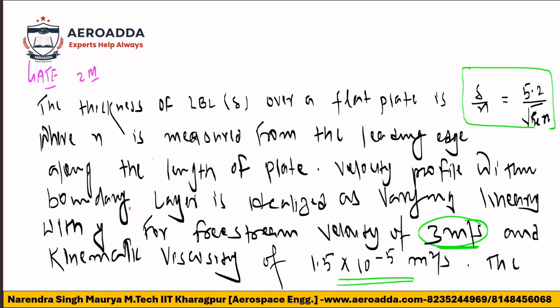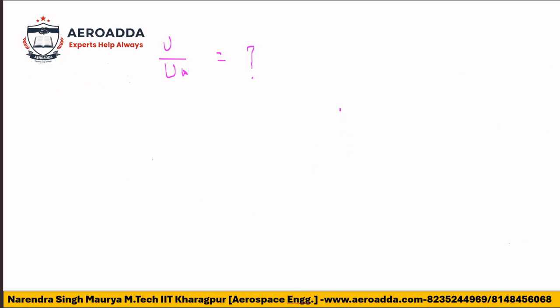The velocity profile within the boundary layer is idealized. They said it is idealized, but actually it is not a linear variation, because that is the one condition which is the Couette flow actually. In Couette flow you will get the linear variation. But anyway, I will show you what they mean. I am just trying to explain to you.